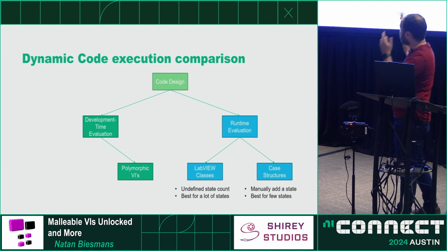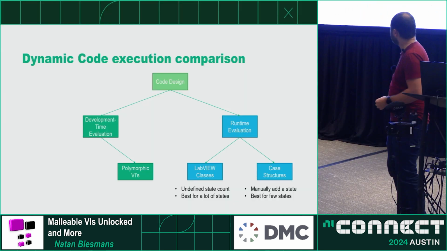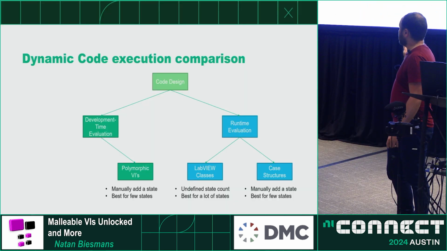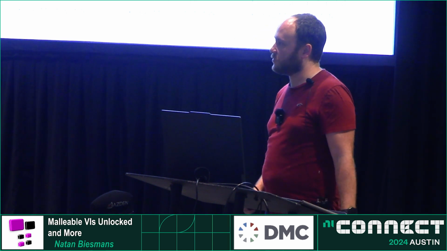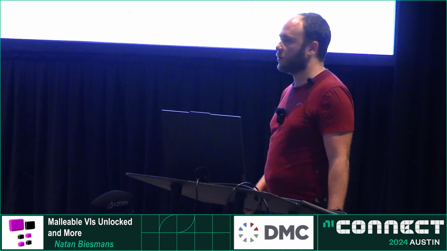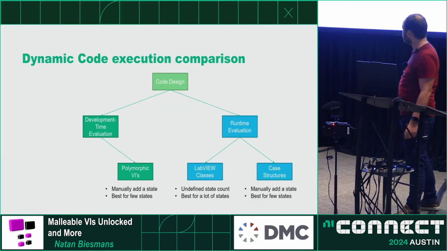Now, beside that, we have polymorphic VIs on the development side. So polymorphic VIs are great if you have code where each permutation is so vastly different, you can't even try to get some common code out of it. First of all, you have to manually add a state, but they're best for a few states. If you have 1,000, maybe 12,000 states in your polymorphic VI, that's a lot of work, both to create and to maintain, even for a simple code change.